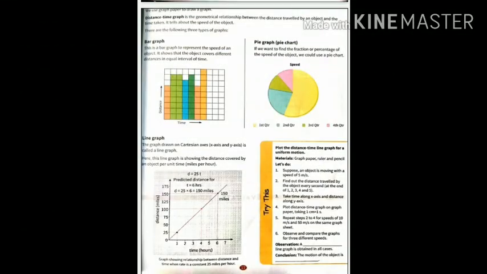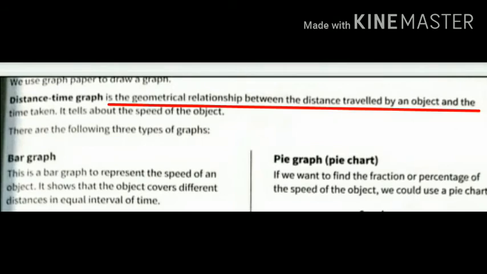Now come to page number 17. Here one more definition of the distance time graph is given to you. The distance time graph is a geometrical relationship between the distance traveled by an object and the time taken. It tells about the speed of the object.